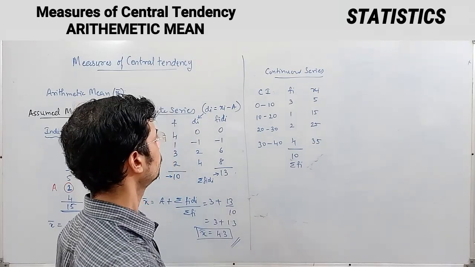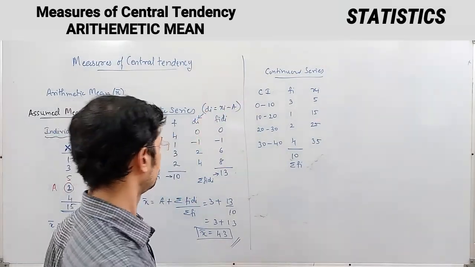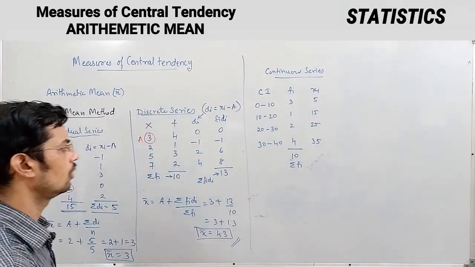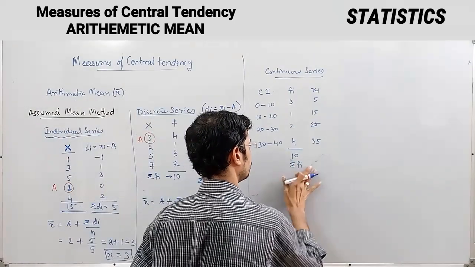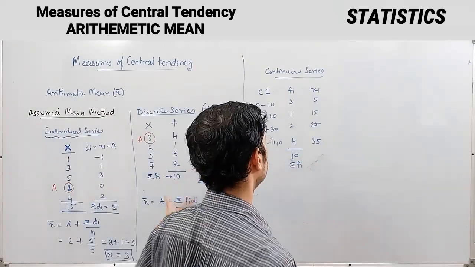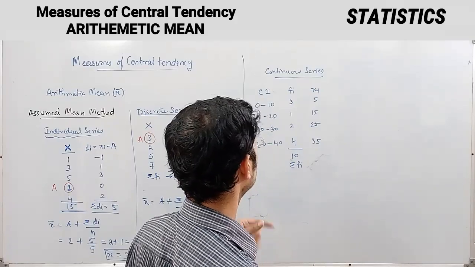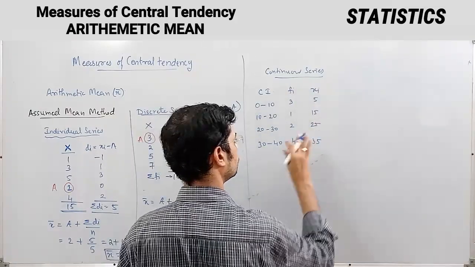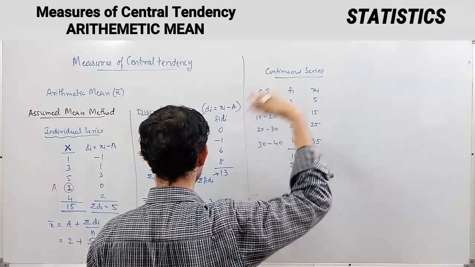Okay. Now we shall move on to the continuous series for assumed mean method. How to solve the continuous series problem using assumed mean method. For this purpose also we do the same thing. We have all the exercise. We know up to here, right? Now we need to move further.